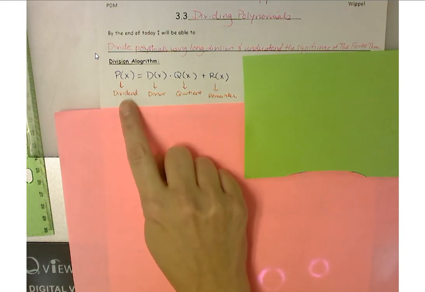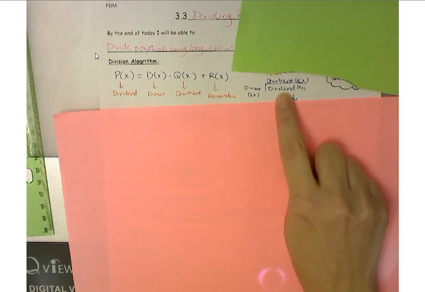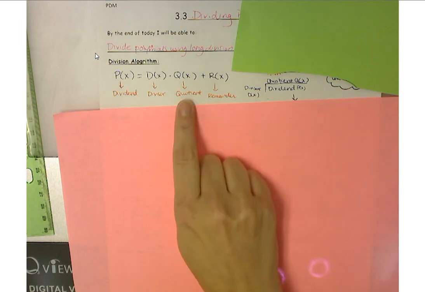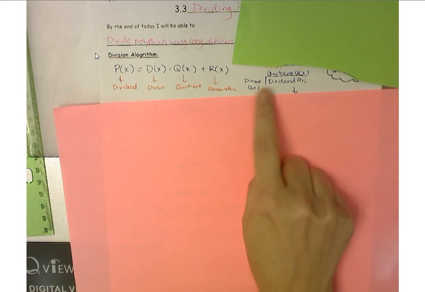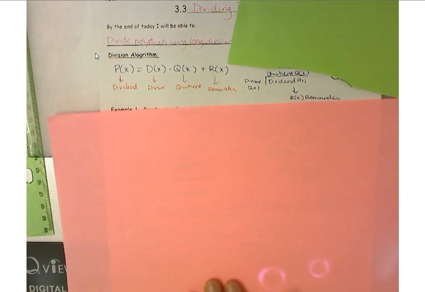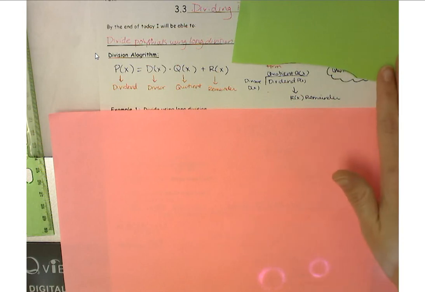So when they're talking about P of x, they're talking about the dividend. The dividend is going to be what is underneath your division bar there. And then it equals the divisor multiplied by the quotient plus the remainder. So the divisor is what you're dividing by. The quotient is what you have on top when you are dividing. And then the remainder is going to be at the end.